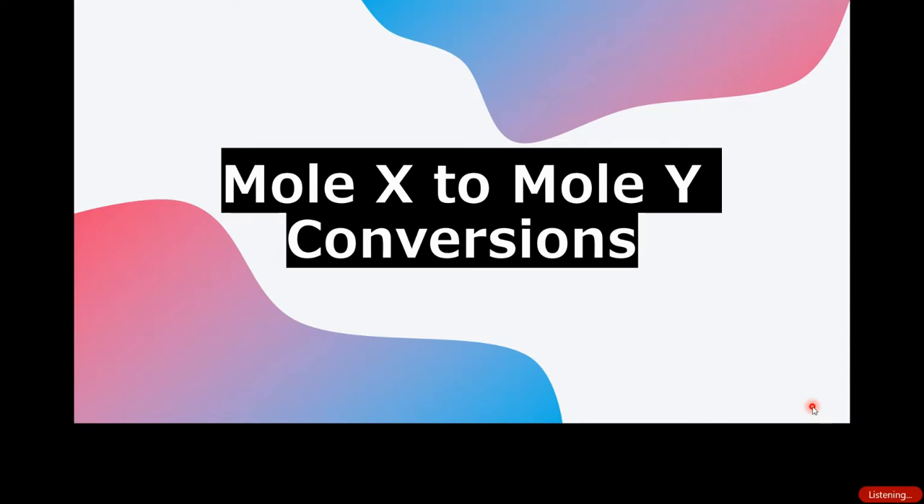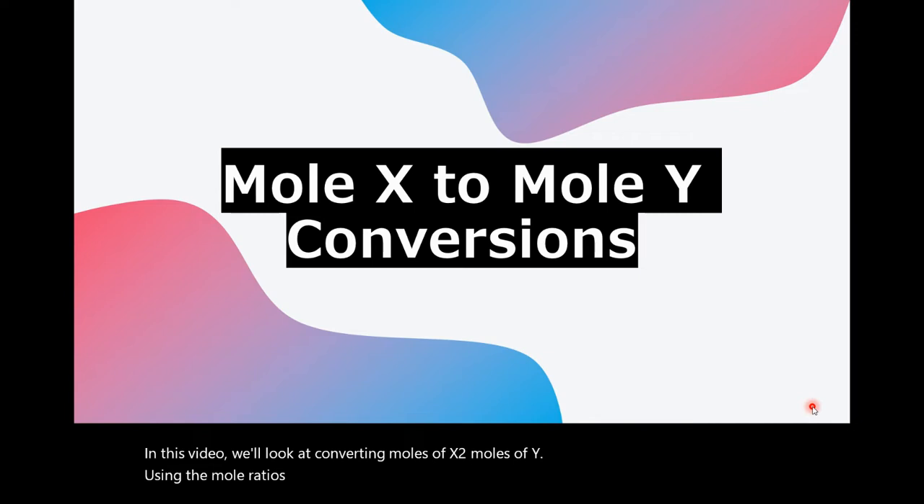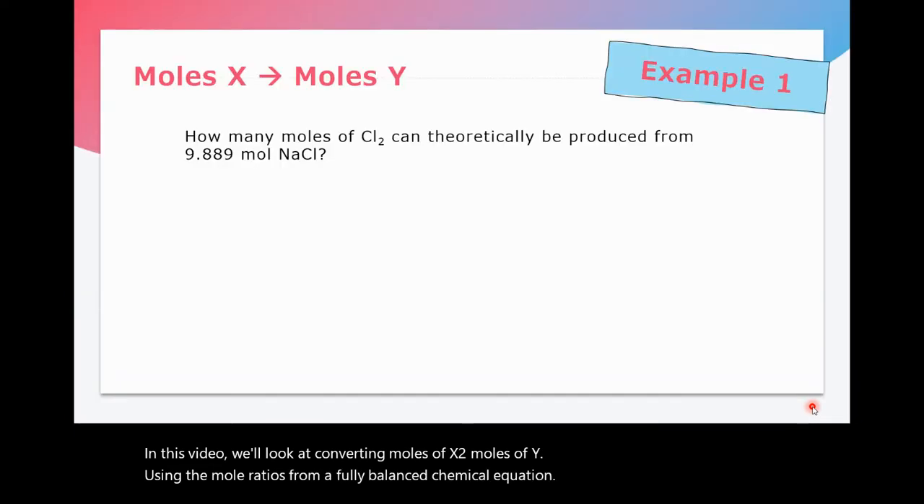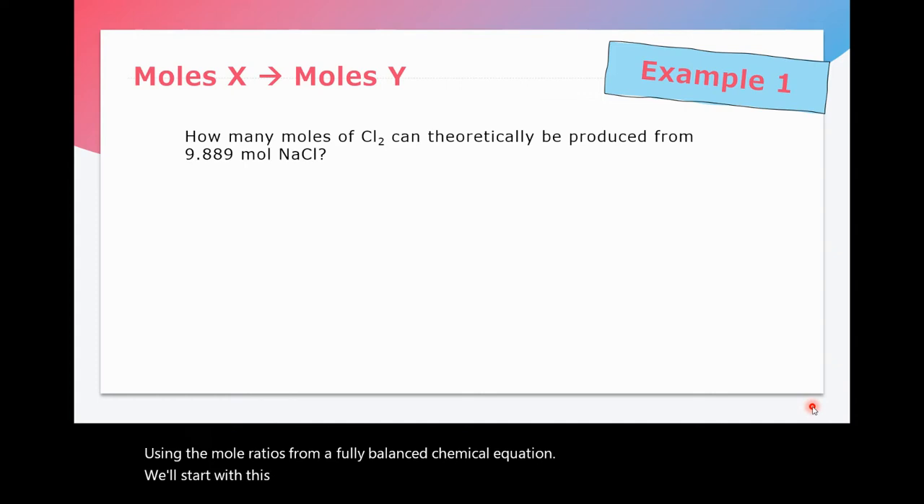In this video, we'll look at converting moles of X to moles of Y using the mole ratios from a fully balanced chemical equation. We'll start with this example. How many moles of chlorine gas can theoretically be produced from 9.889 moles of NaCl?